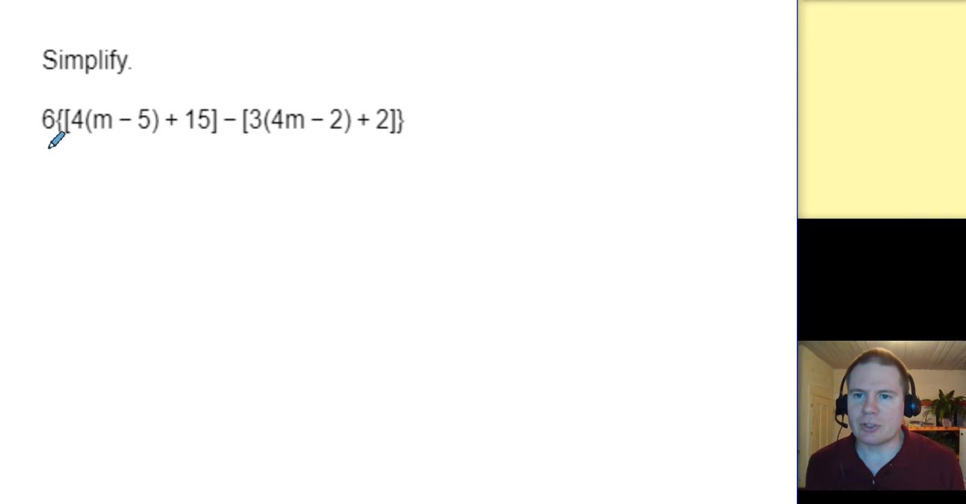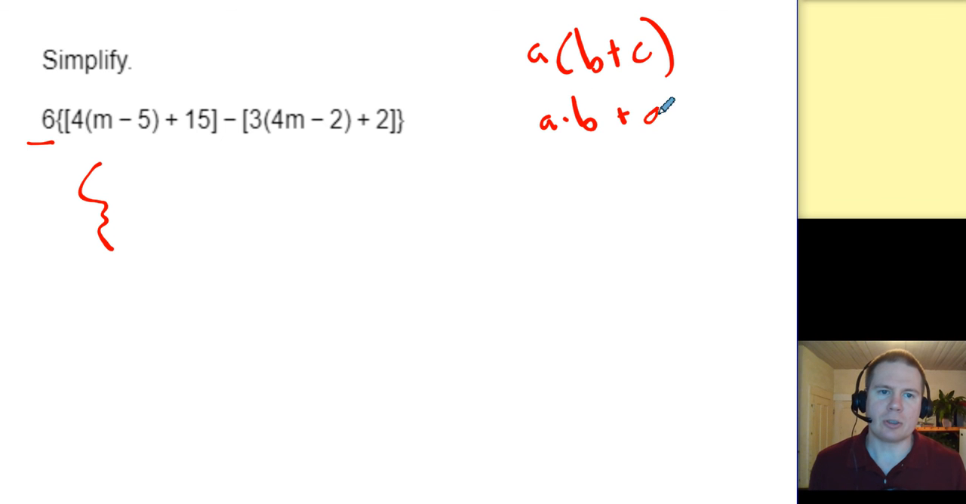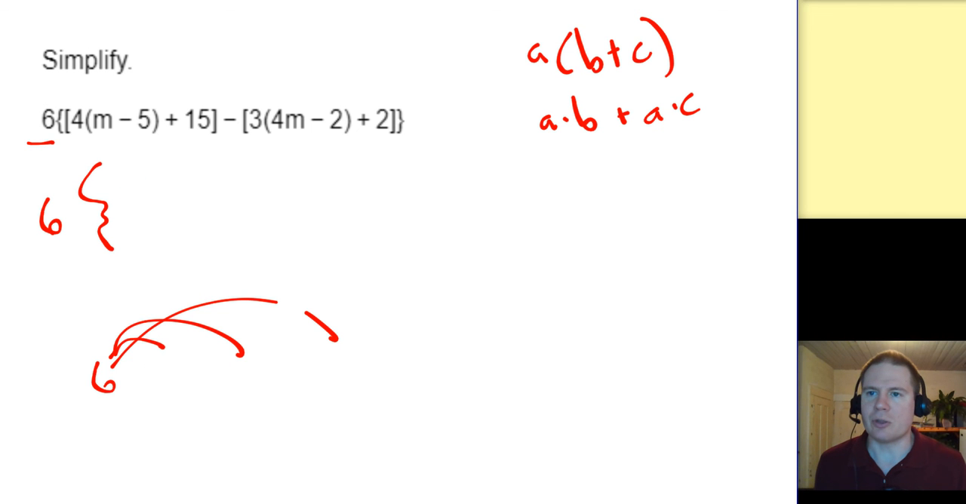I have a 6, and then I have one of these braces. Right? We know the distributive property means whatever is on the outside of the parentheses, whatever is right next to the parentheses, is being multiplied by each term inside those grouping symbols. Well, here I don't have a parenthesis, I have a brace. And so wherever that brace ends, here it is, all of this is being multiplied by 6. So the last thing I'm going to do is distribute that 6 to whatever's left inside those braces.